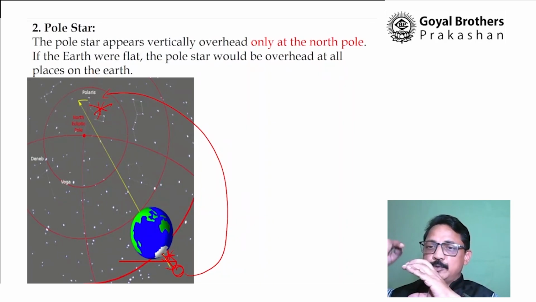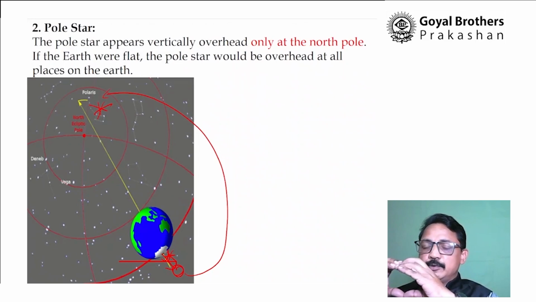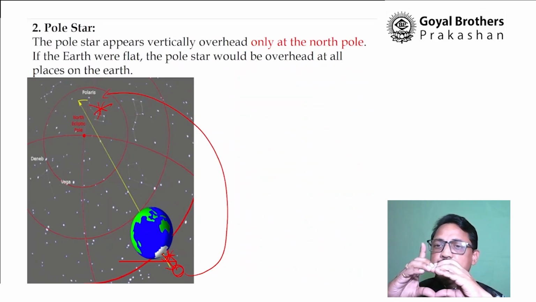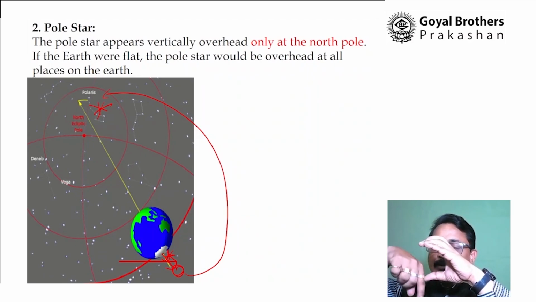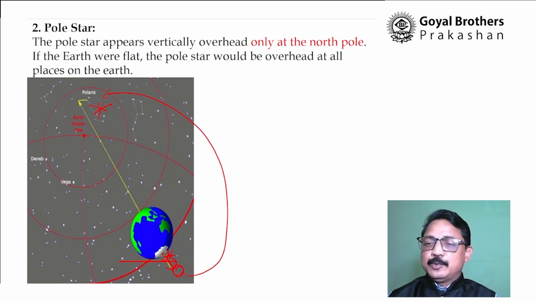Okay, so if the pole star is here, only the people who are above this will be able to see it. The people who are below this won't be able to see the pole star above them. That is another proof that Earth must be spherical in shape.